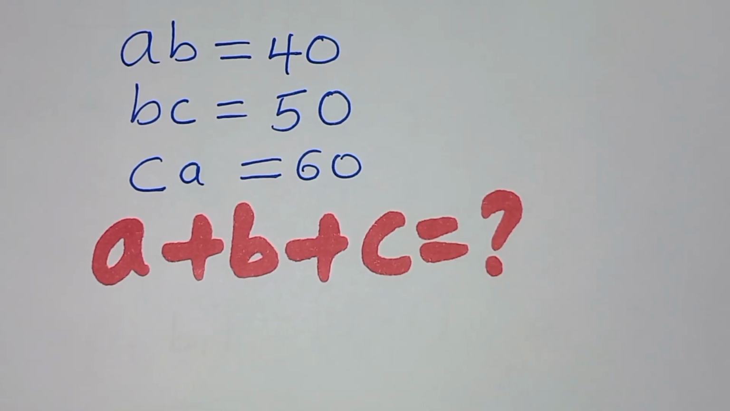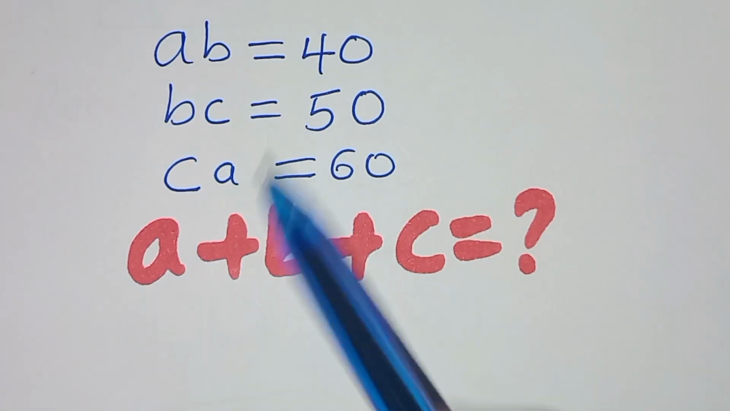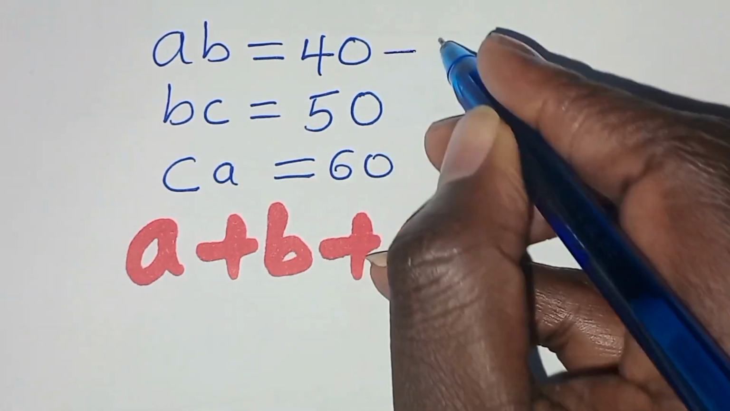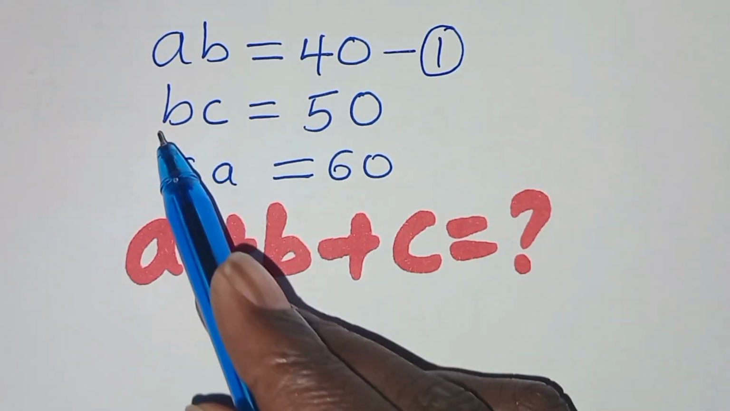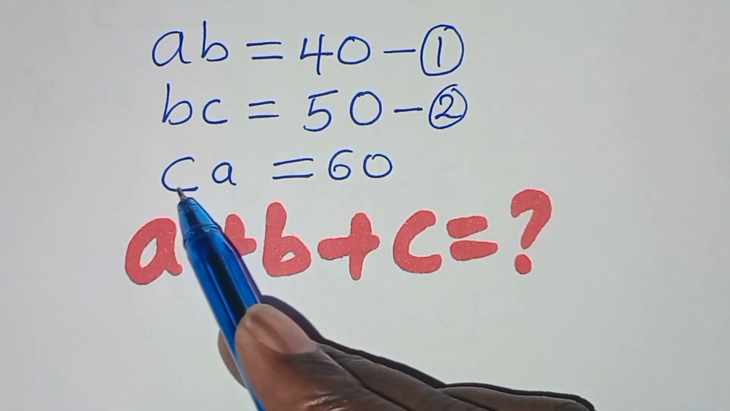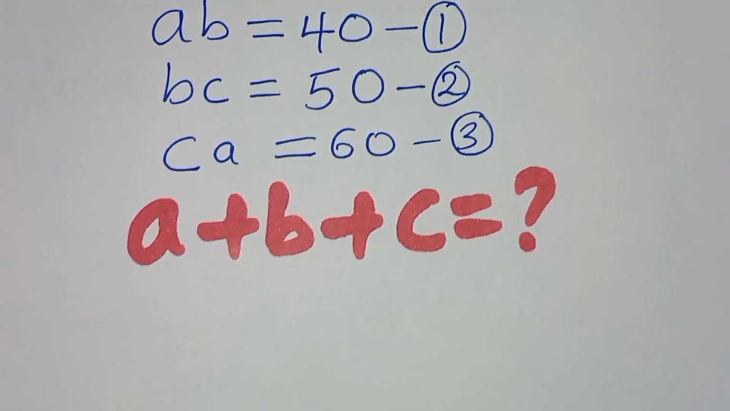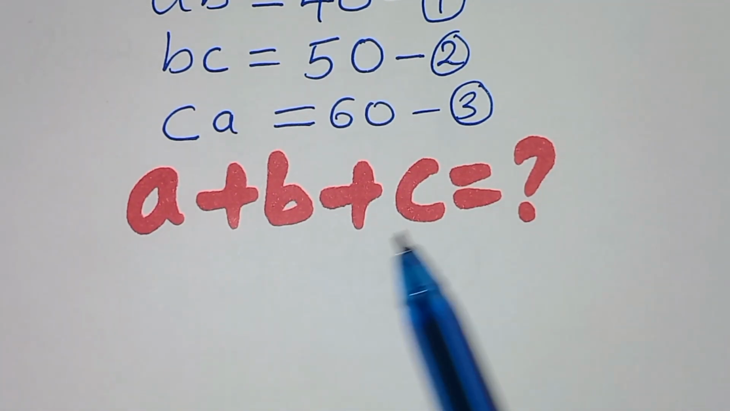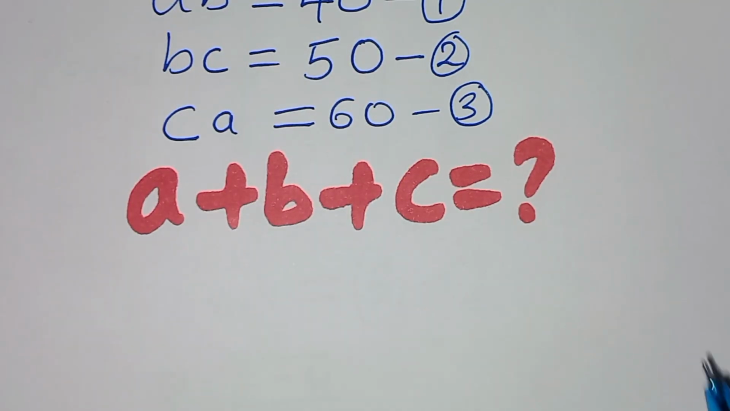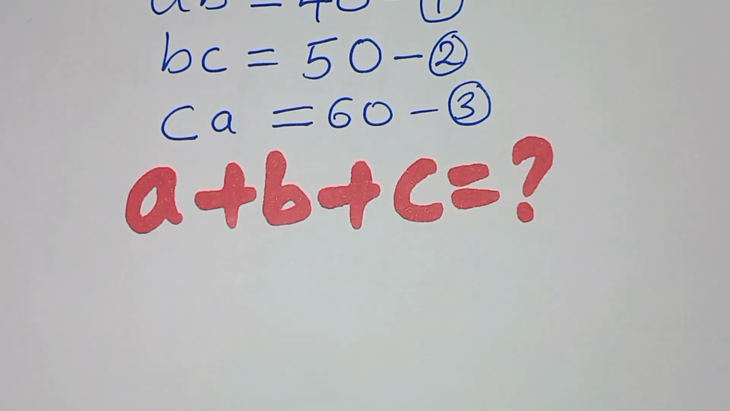Hello everyone, you're welcome to solve this nice algebra problem, which is a times b equals 40, let's call this equation 1. Then b times c equals 50, let's call this equation 2. And then c times a equals 60, let's call this equation 3. So what is the value of a plus b plus c?